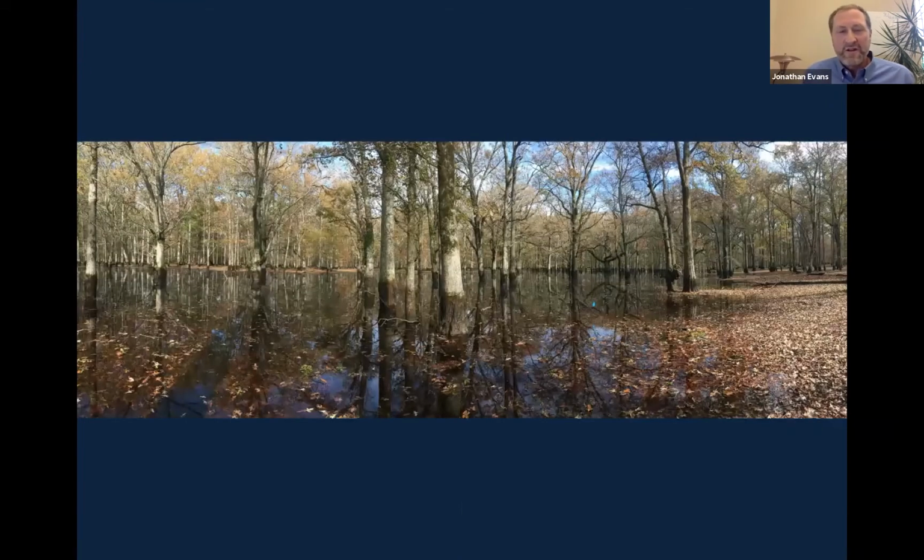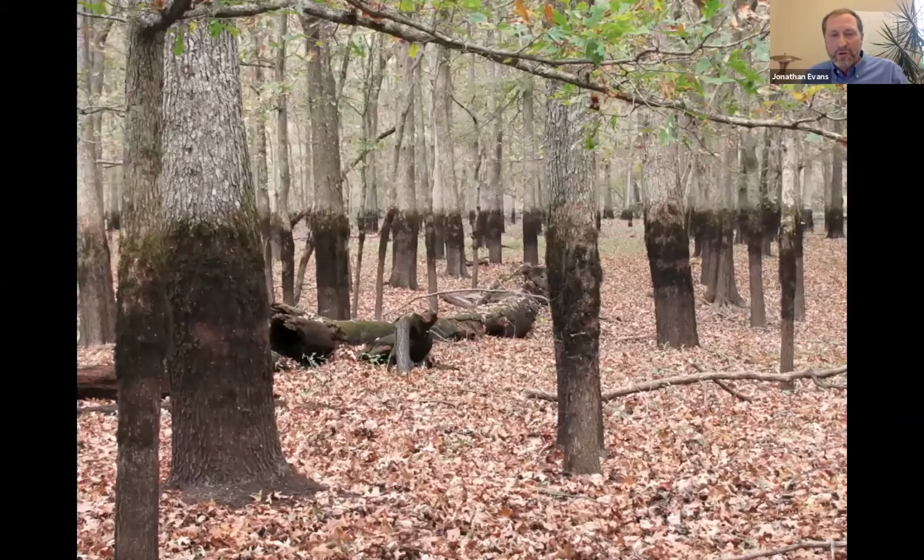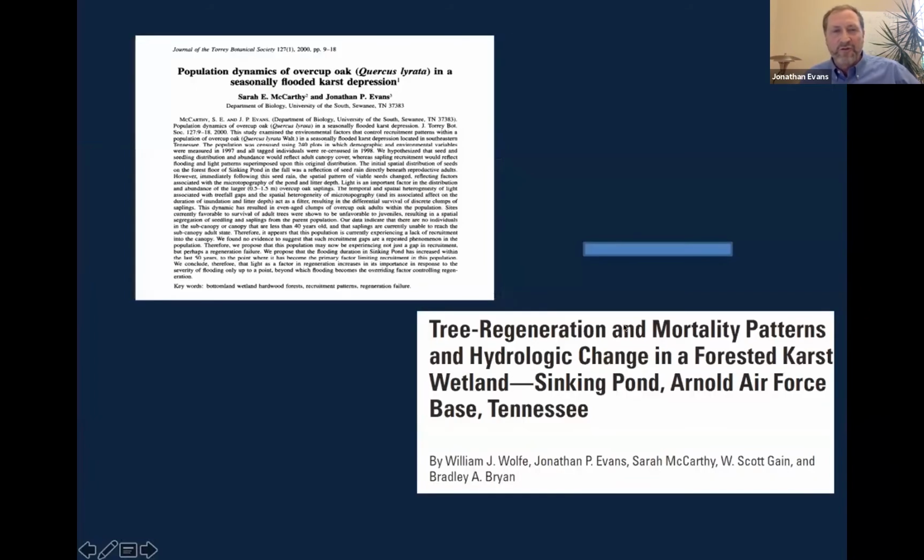One of the things that was fascinating to us when we started looking at this natural area was the fact that there seemed to be no regeneration of the overcup oak dominant canopy. There were very few saplings, very few small adults. So if you look through the forest, while it can be quite dense in some places, there really are no young or small individuals that you typically find, say, in a forest understory. And there could be a number of reasons for that.